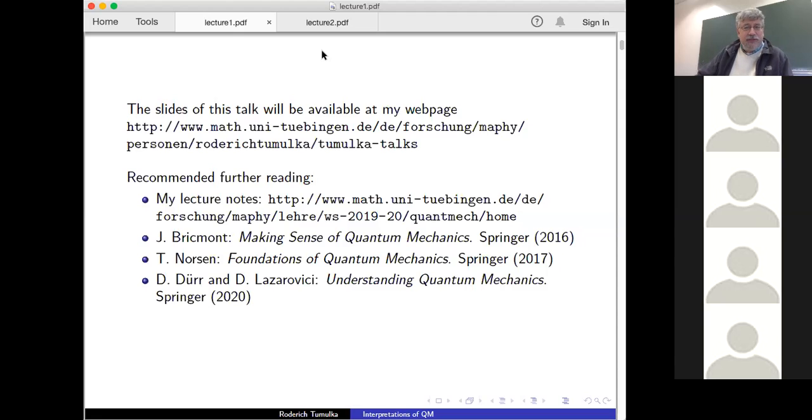There are also several books on the subject, and some books that I would recommend. It so happens that all of these books are rather recent, and all of them got published by Springer. Actually, I don't get any money from Springer for saying this. Okay, it just so happened. So some books that I recommend are Brikman, Norsen, and Dürr and Lazarovici. The book by Brikman is more a discussion of which interpretation of quantum mechanics is better than the others.